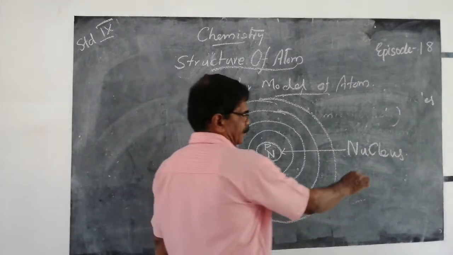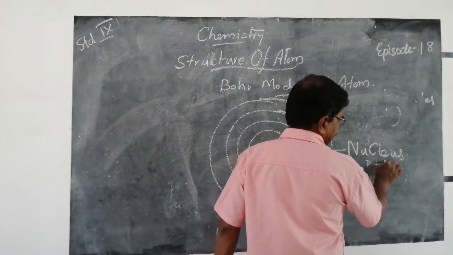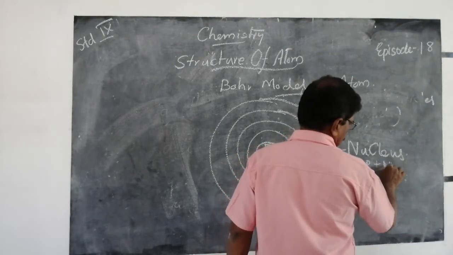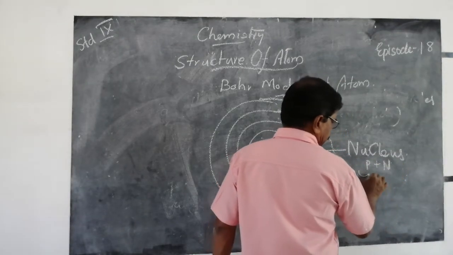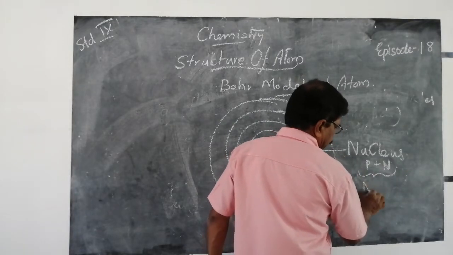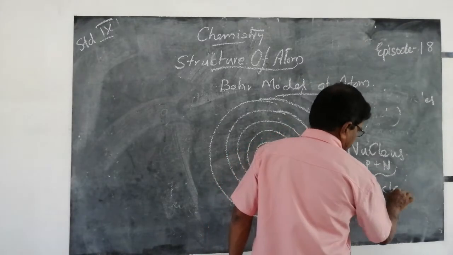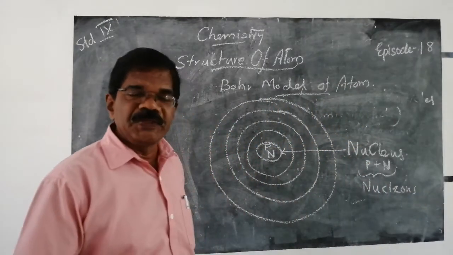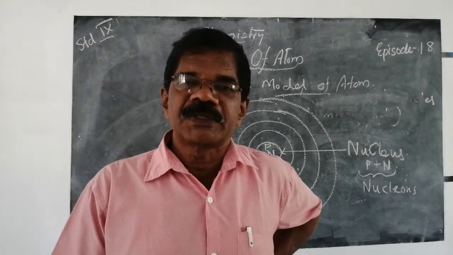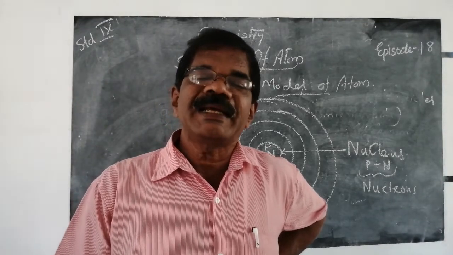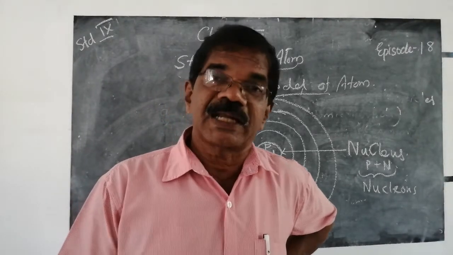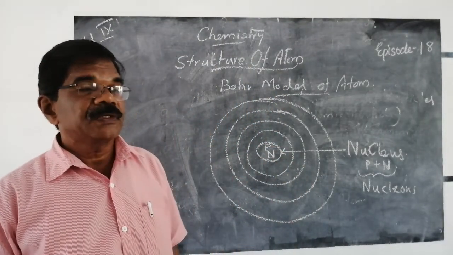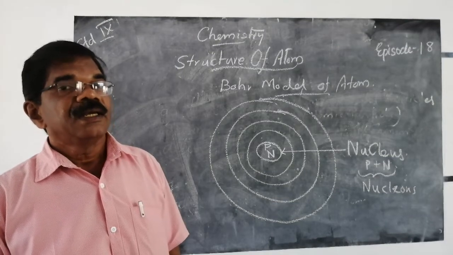The nucleus contains protons and neutrons. These protons and neutrons are also called nucleons. What are nucleons? The particles present in the nucleus are called nucleons. What are the particles present in the nucleus? Protons and neutrons.